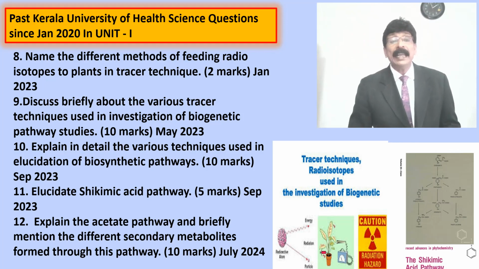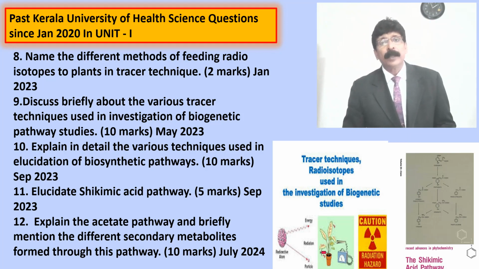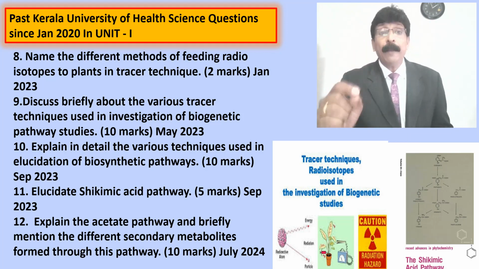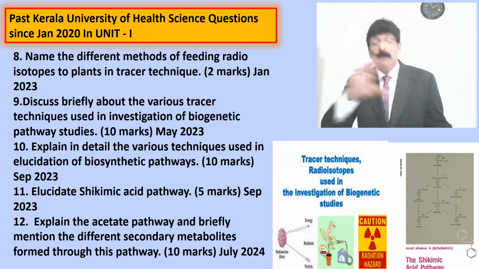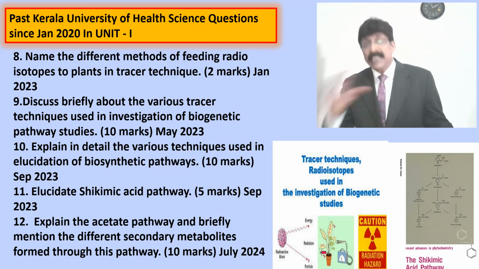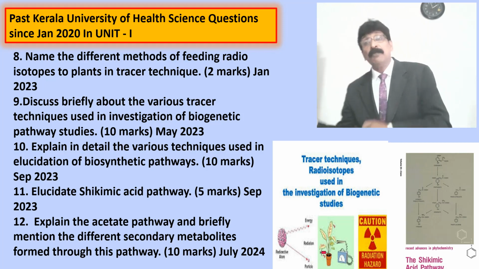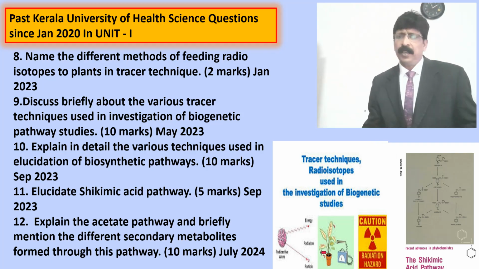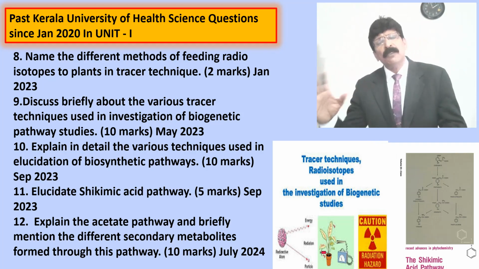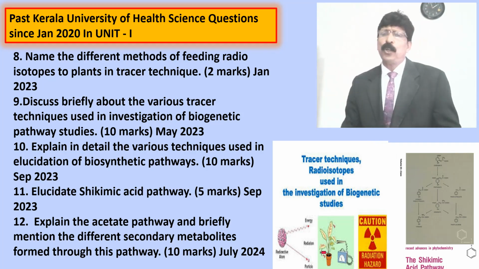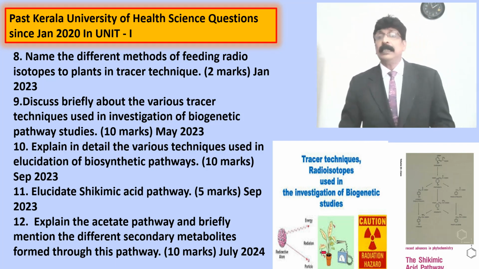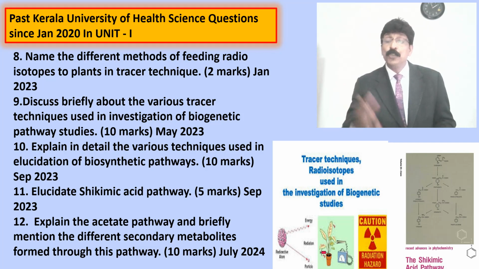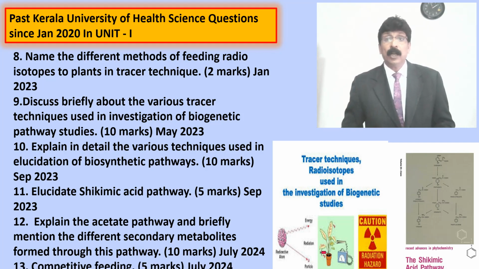Explain the acetate pathway and briefly mention the different secondary metabolites formed through this pathway, that is, the acetate pathway can give rise to various steroids. Even the acetate pathway can give rise to various terpenes also. So we have to write about the products which can be obtained, with examples. 10 mark question, July 2023. Competitive feeding, 5 mark question in July 2024.